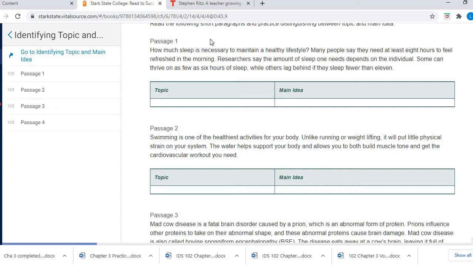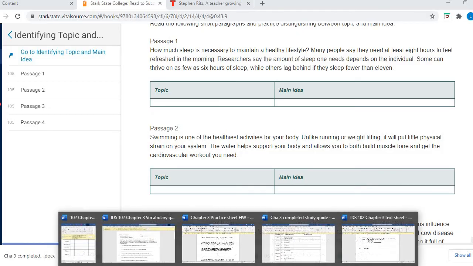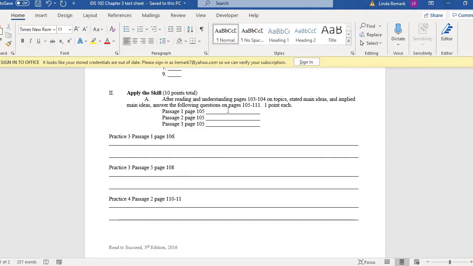So passage 1, how much sleep is necessary to maintain a healthy lifestyle? Many people say they need at least 8 hours to feel refreshed in the morning. Researchers say the amount of sleep one needs depends on the individual. Some can thrive on as few as 6 hours of sleep, while others lag behind if they sleep fewer than 11. So all you are doing for this one is just the topic. Hopefully you could tell that I use the word sleep multiple times. So that is the topic in this particular paragraph. So on your text sheet, you would just simply write on this line, sleep or sleeping. You can even say like amount of sleep. Remember, topics are words or phrases.